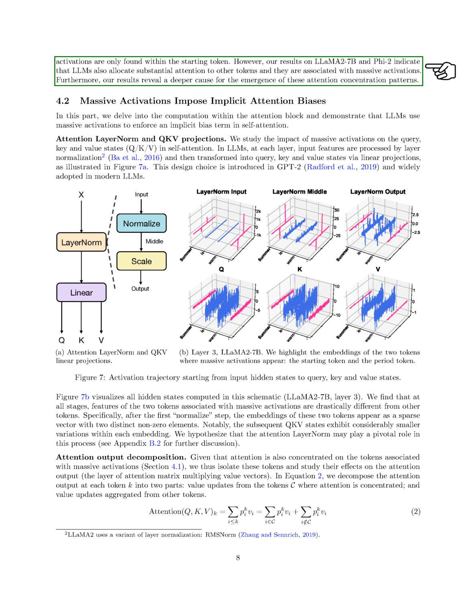Interestingly, while previous research highlighted that LLMs tend to heavily focus on the starting token, our findings suggest that LLMs also allocate significant attention to other tokens linked with massive activations. This reveals a deeper reason behind the emergence of these attention concentration patterns, underscoring the importance of massive activations in shaping the behavior of LLMs.